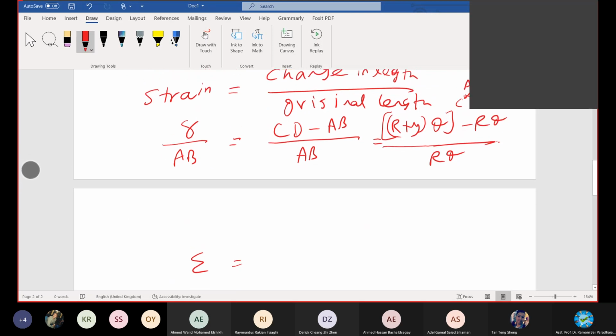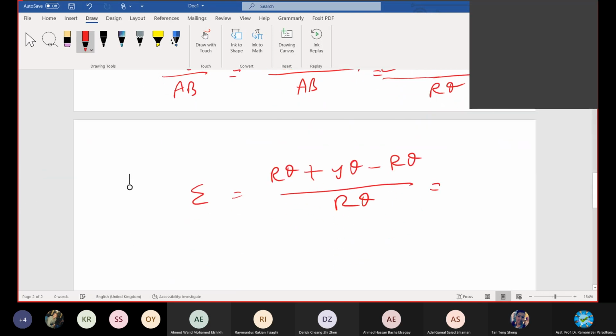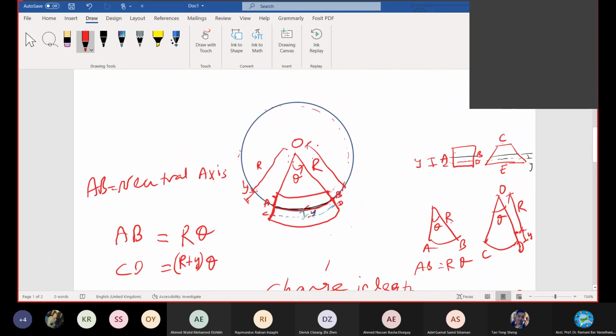if you simplify, (R theta plus Y theta minus R theta) divided by R theta. So R theta cancels, Y theta divided by R theta, theta cancels again, and you end up with Y divided by R. Correct? Shall we arrive at the strain value?